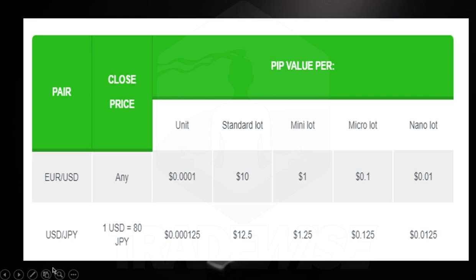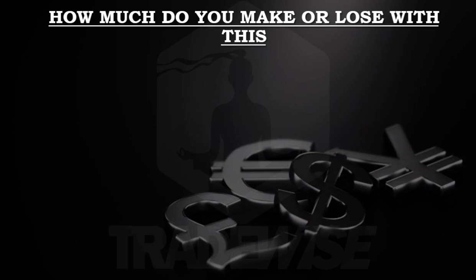Now for Japanese yen pairs, $1 most of the time equals 70 to 80 yen. So when you place your trade, you should be getting in and around $7 to $8 per standard lot, 70 cents to 80 cents per mini lot, and 7 to 8 cents per micro lot. It's just something to observe. It's not something to pay a huge mind to, but feel free to observe it.